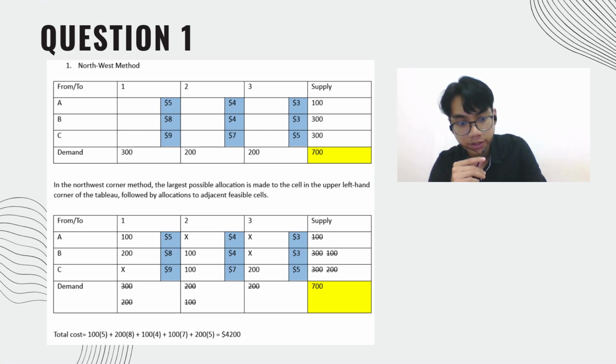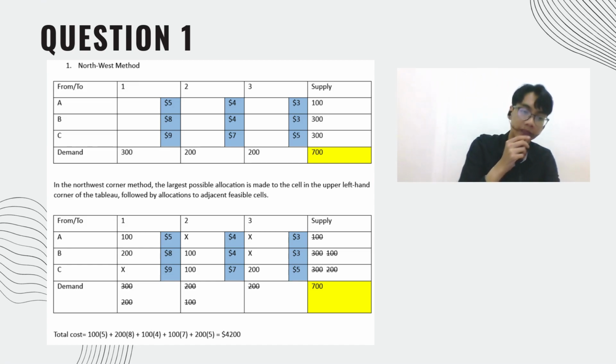Okay, so there is no demand left on demand 2. So we move on to demand 3. Demand 3 is 200. The cell that we need to occupy will be C3. Because we need only 200, and there is only 200 left on supply C, we just put 200 on C3, and the total will be 700, for both supply and demand.